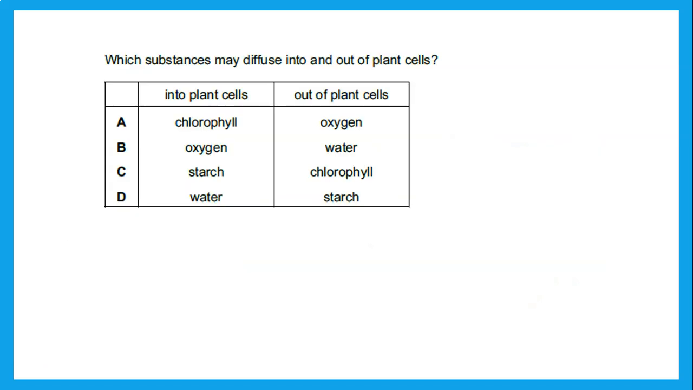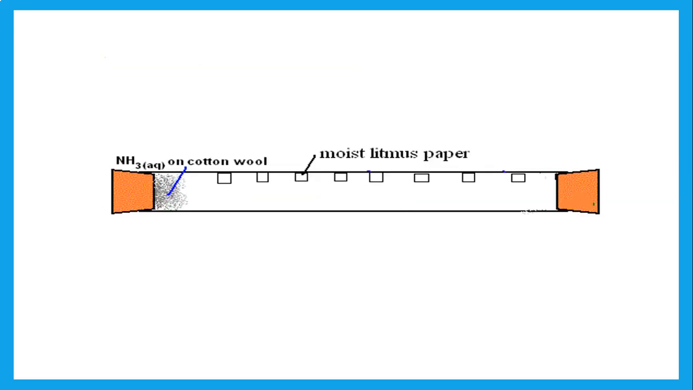So let's take a look at this question. This question says, which substances may diffuse in and out of plant cells? So into the plant cell, what may diffuse in? You should be able to see that out of these options, oxygen can diffuse into the plant cell. Water can diffuse out. Remember, we said by transpiration. So our answer here is B.